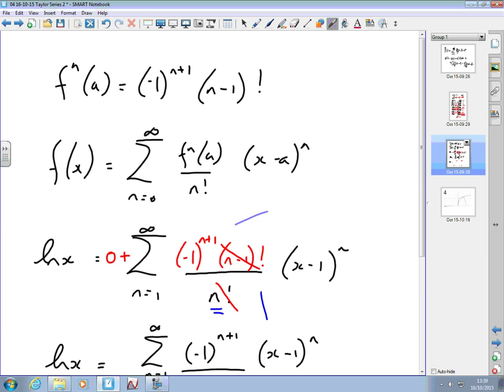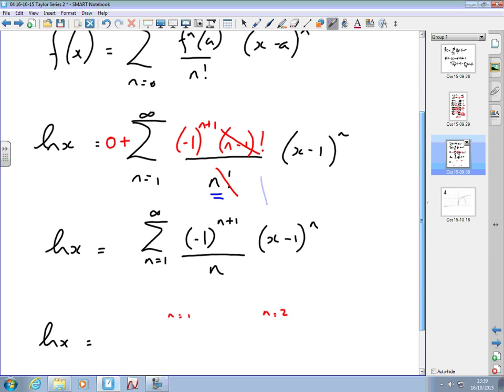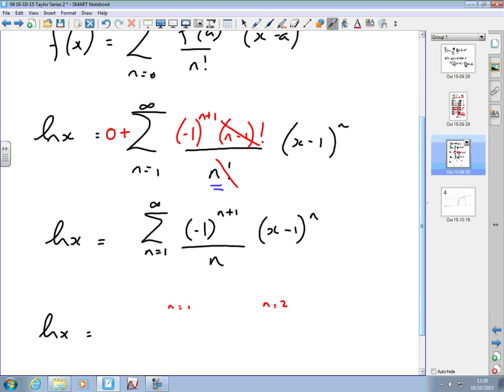So an expression for the log function, the log power function, will be this. Log x can be written as a power series, n equals 1 to infinity, ignoring that first term, which is just 0 anyway, minus 1 to the power n plus 1, that's this bit, but now I've just got n underneath, and then times x minus 1 to the power n. So that is our expression.